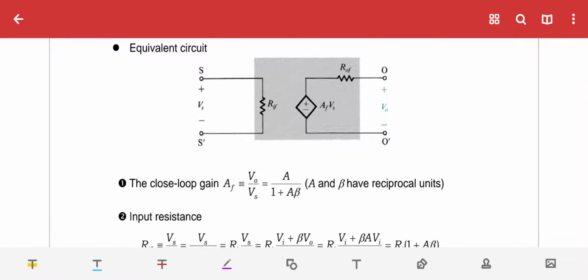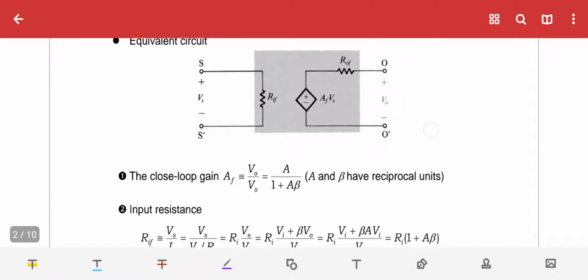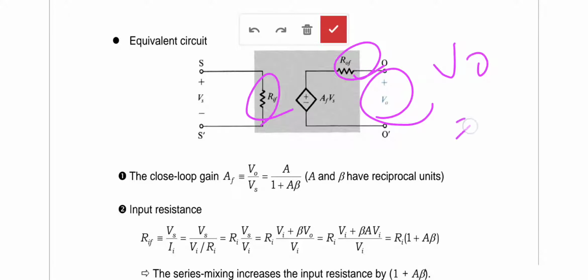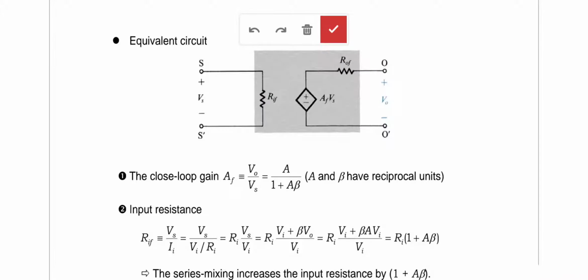So I hope you understood how to draw this: Rif, Rof, and how we will represent the output voltage. Vo is equal to the gain with feedback AF into main input Vs. Since both are voltage here, we have got this expression. For the remaining topologies, we have different ones; we will discuss them later. So now we have to see what is the gain of the circuit, input resistance and output resistance.